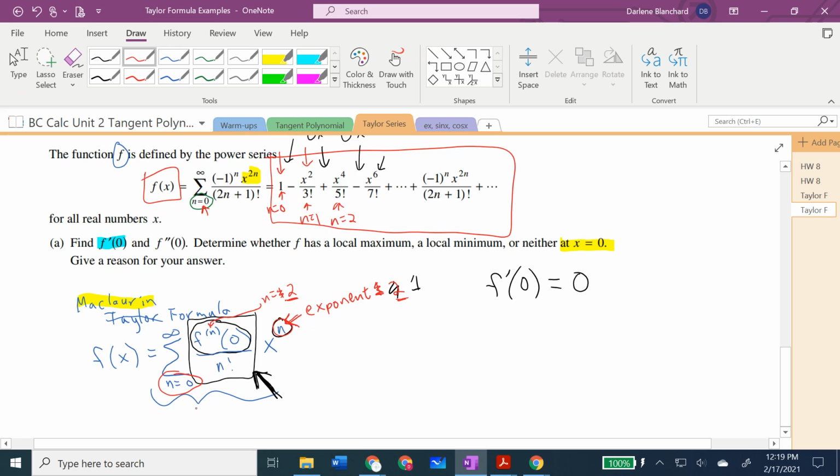So this n equals 1 is going to give you 0x. This n equals 2 is going to give you negative x squared over 3 factorial, even though this particular sigma formula is getting that from a different n.